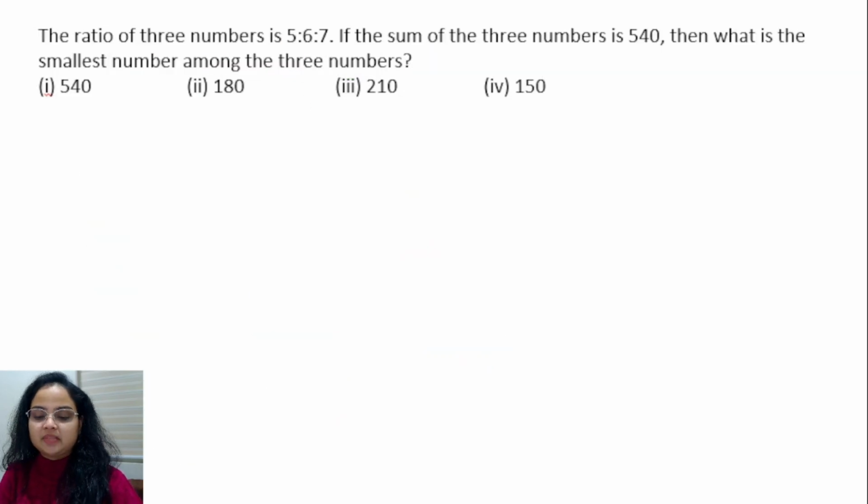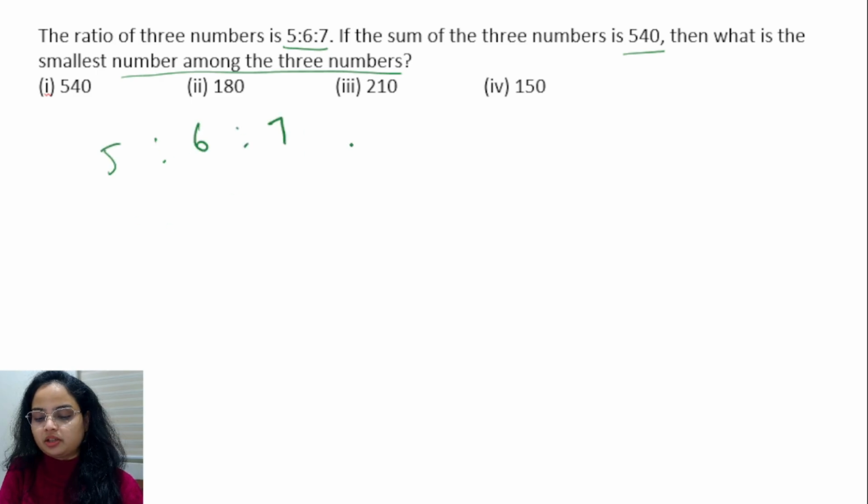Third option. Next one. The ratio of three numbers is 5 is to 6 is to 7. If the sum of these three is 540, what is the smallest number among the three numbers? Okay, so the ratio is 5 is to 6 is to 7. So sum is given as 540. So we will take the sum of these units. What is it? 6 plus 5, 11 plus 7, 18 units.